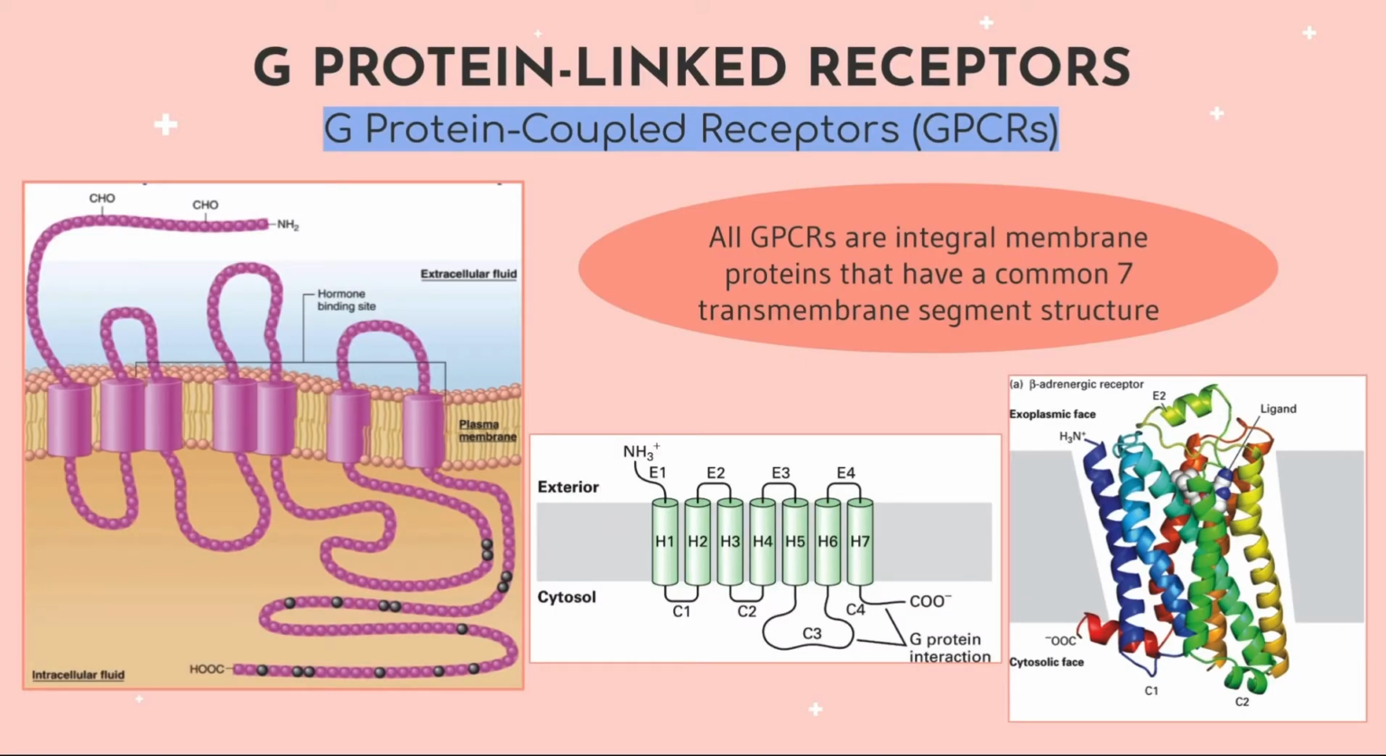G-protein-coupled receptors, also known as GPCRs, are integral membrane proteins that have a common 7 transmembrane segment structure. These are examples of GPCRs.